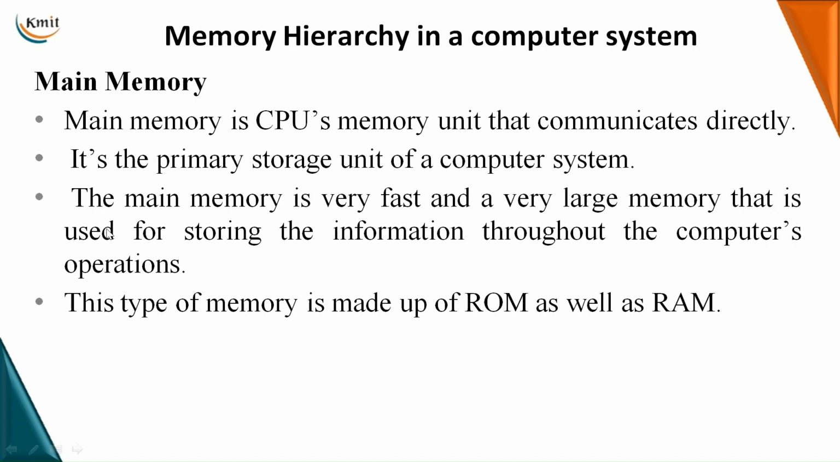Next comes your main memory. Main memory, we call it the CPU memory or your primary memory, that can communicate directly with your CPU. And it is called the primary storage unit of your computer system. When you compare the speed, the main memory is a very fast and very large memory that is used for storing the information throughout the computer operations. It is made up of RAM as well as ROM. Some amount of main memory consists of ROM. You will know in detail about what is RAM and ROM.